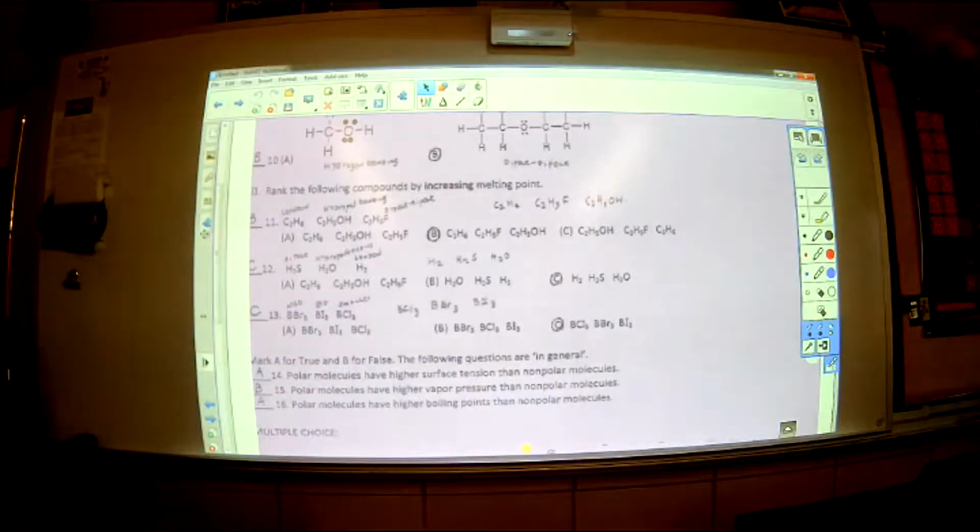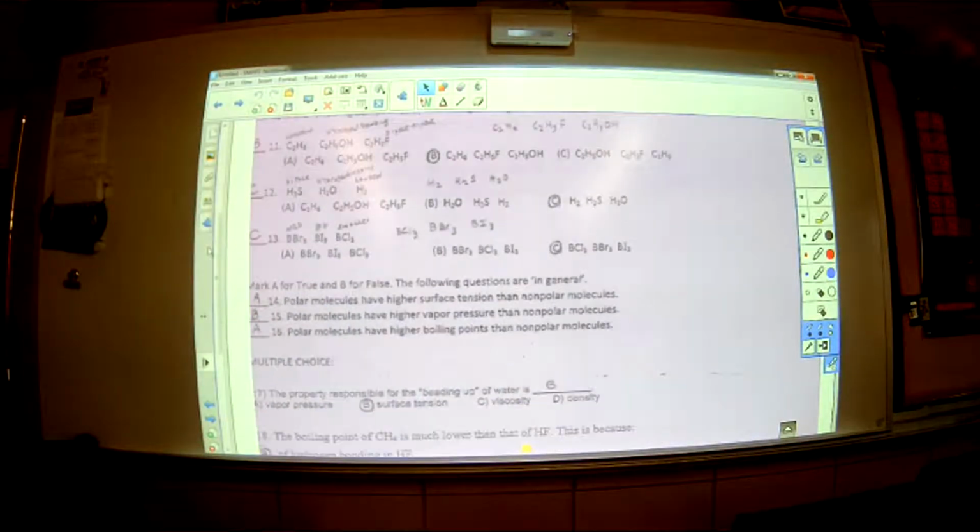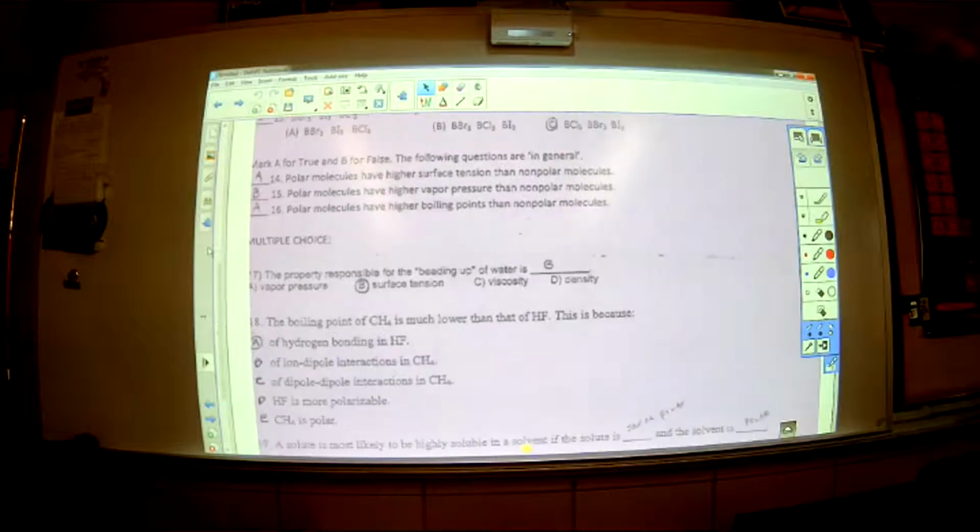What do we have on 14 to 16? What kind of questions do we have on 14 to 16? 17.